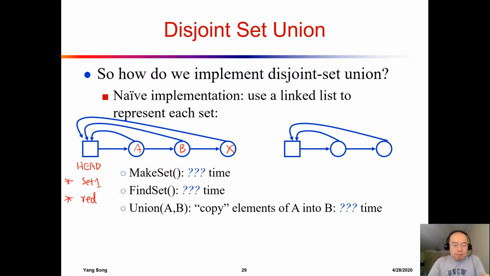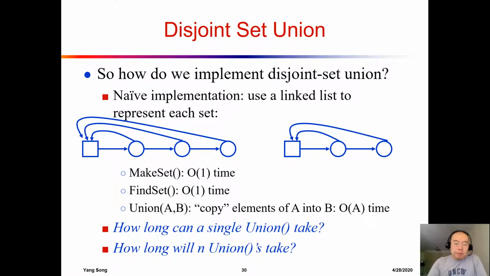Okay, and then the next part, how about the union? We know make set is constant time, and find set is constant time. And the next part is the union. When we want to combine set A and set B together, how do we do that? The easiest way is, how about we just copy all the nodes from set A into set B? Say we have A, B, and X, and then we have Y and W, for example.